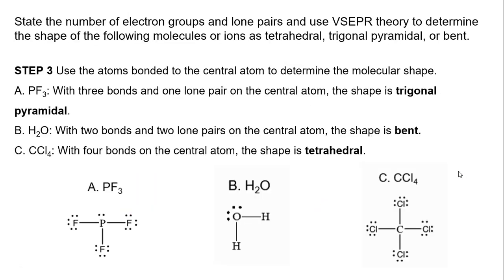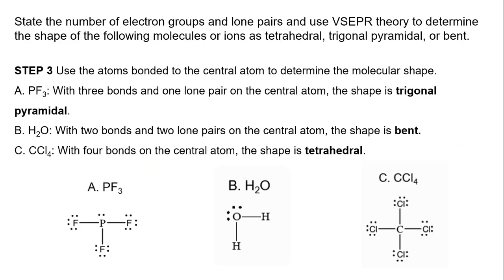What happened to it? Oh, I guess it's not actually asking for the rest of it. It just wants to know the shape. So use the atoms bonded to the central atom, determine the molecular shape. And so it wants the shape, actually, not even the electron group. And it's trigonal pyramidal, which is what I just covered, but I'm going to cover both of them, the electron group and the shape, so you understand.